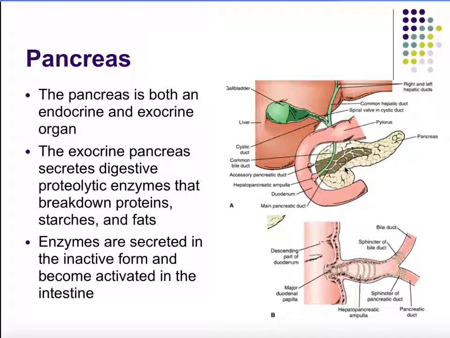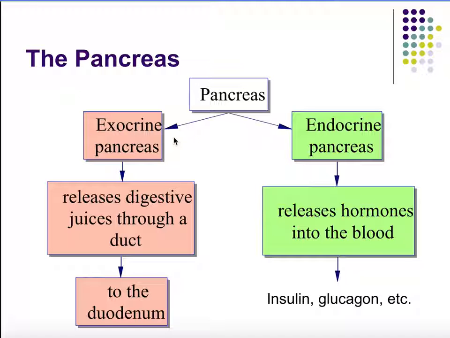Keep in mind the enzymes are made in the pancreas and excreted in an inactive form. Once they go into the small intestine, they will then become activated. This makes sure that we don't auto-digest our pancreas, because our intestines have protection. They have mucus that helps protect the cell wall from being auto-digested. So again, to go over, we have our endocrine pancreas, which releases hormones, insulin and glucagon being the major ones, and then the exocrine pancreas releasing the digestive juices through a duct into the small intestine, specifically the duodenum.